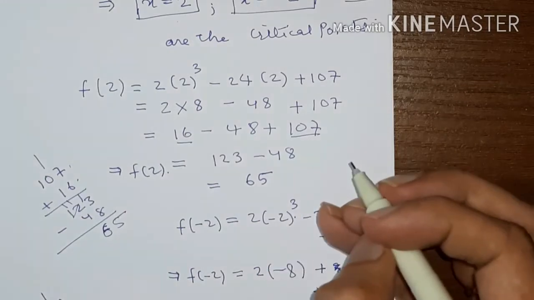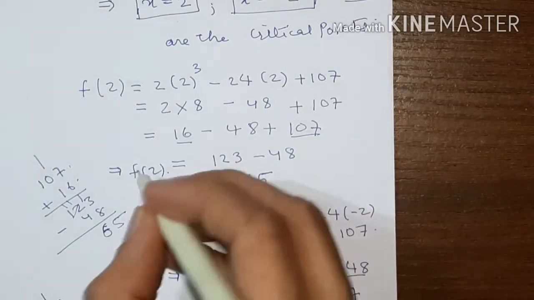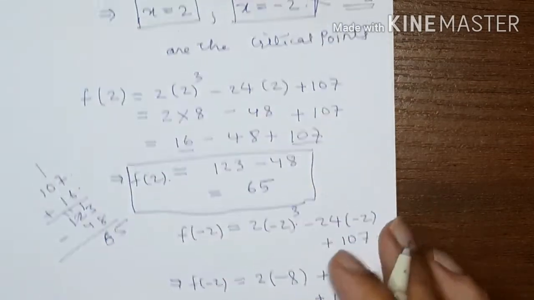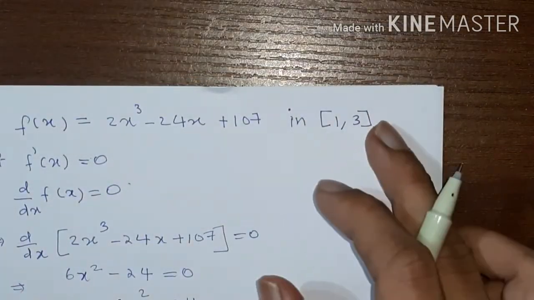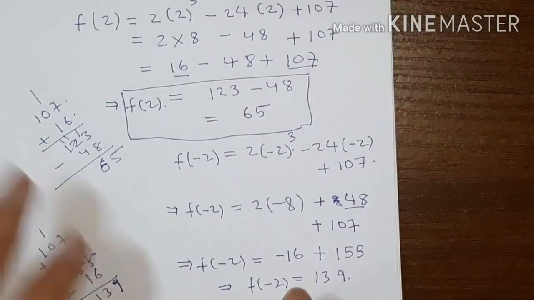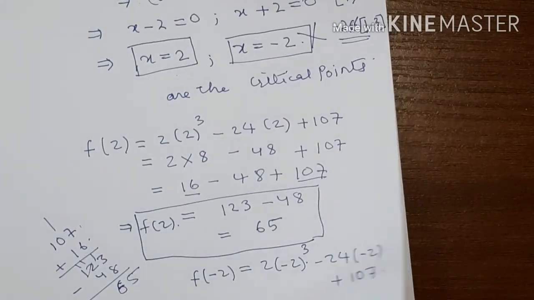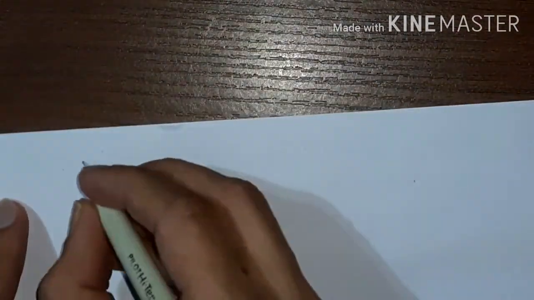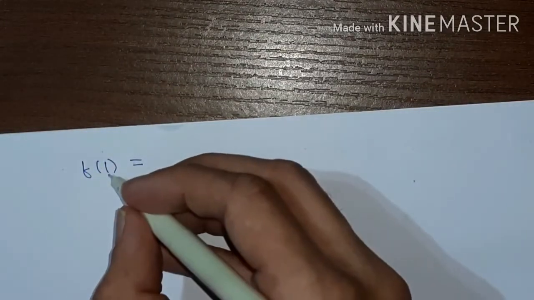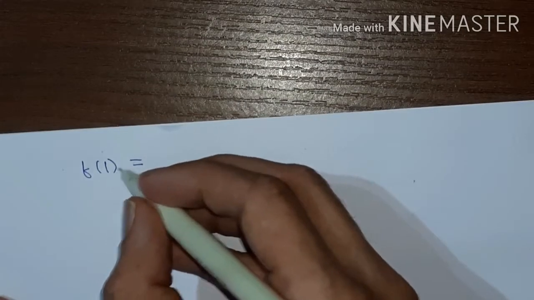So which values do we have to take? First is this, and then we also have to find the values at the end points of the interval, right? And this value, let it be as it is for now. So f of 2 is 65, that we have found out. Now we are finding the value of the function at the end points. So the first value is f of 1. 1 is the left end point of the interval 1 comma 3.